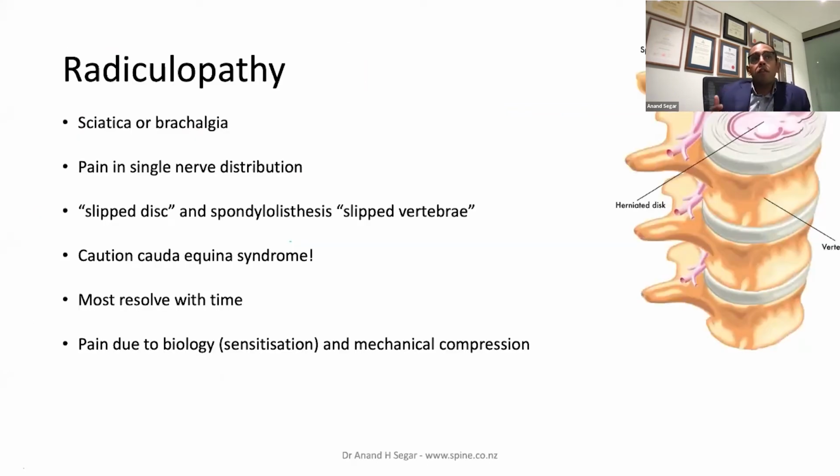So radiculopathy is often referred to as sciatica, or brachialgia if it's in the arm. It's pain in a single nerve distribution. It can be caused by a slipped disc or a spondylolisthesis. When the vertebrae slip, you can also get neural compression and radiculopathy. Most of them resolve with time, and the pain is due to sensitization of the nerve as well as neural compression. So even when the compression is removed or resolved, they may still have some pain in that distribution because the nerve is sensitized, and that sensitization can take a year or so to resolve.